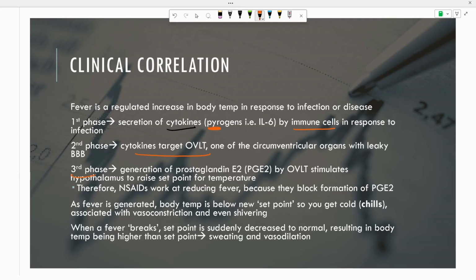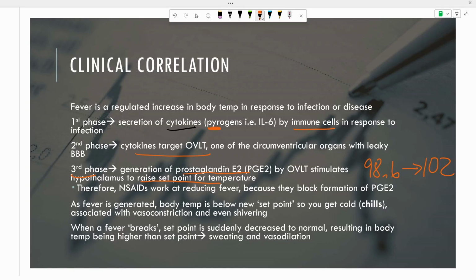Third phase, we get prostaglandin formation by the OVLT, which tells the hypothalamus to raise the set point. What is our normal set point for temperature? 98.6. That's what the hypothalamus sets. That's the homeostatic variable. But now we have an infection, so the hypothalamus is like, we need to raise our body temp to kill off any bacteria that's in our body. So now the hypothalamus is going to change the set point from 98.6 to, let's say, 102. There's no set number, just get hot. That's all it really says.